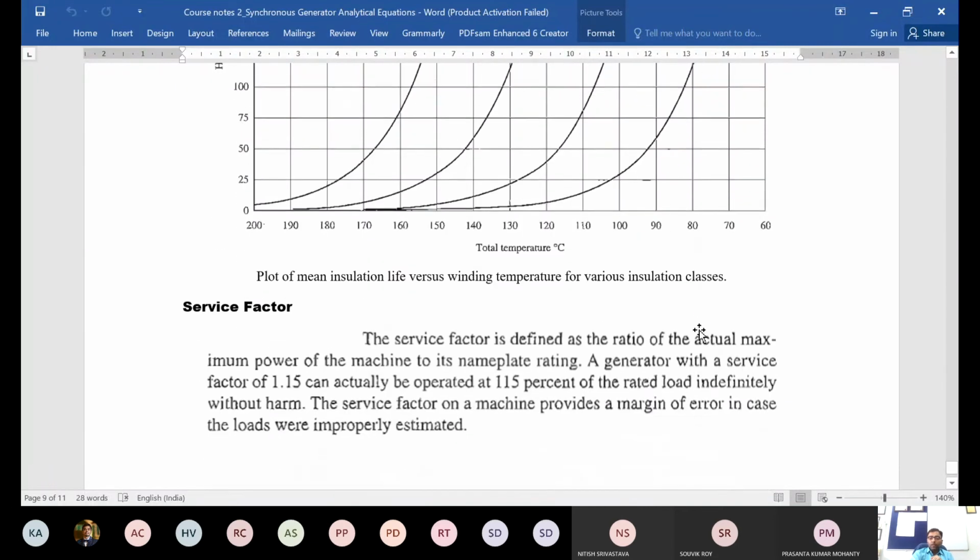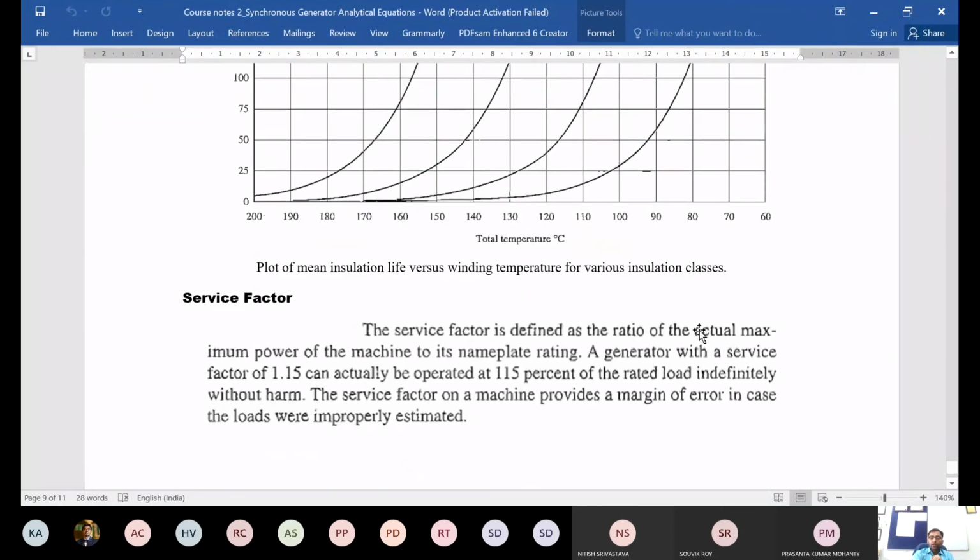And finally, we come to the last thing in the rating, which we said was the service factor. So service factor is defined as the ratio of the actual maximum power of the machine to its nameplate rating.